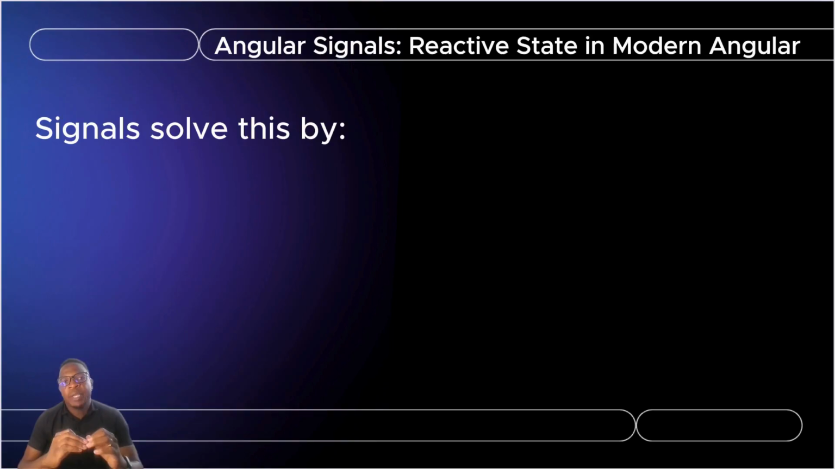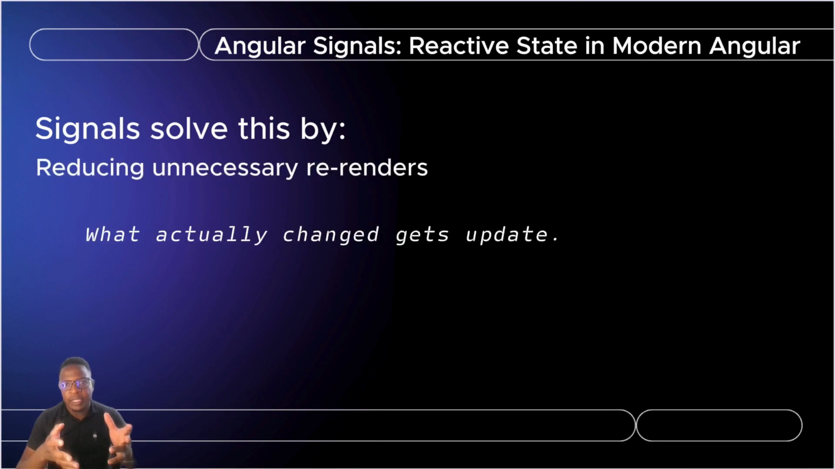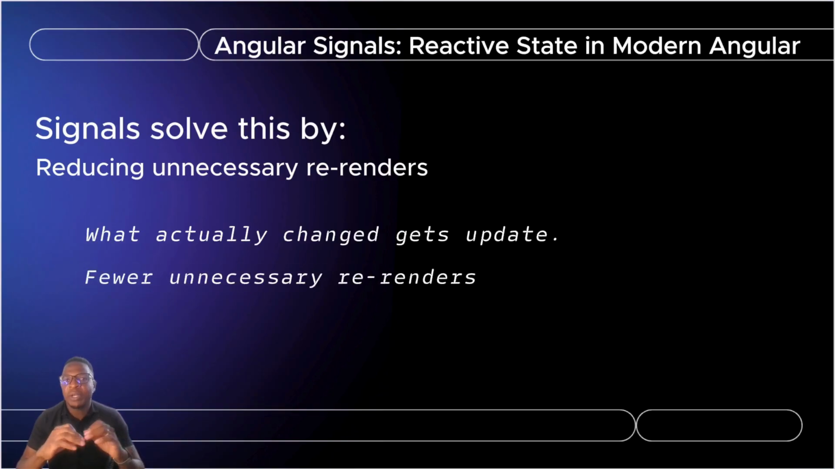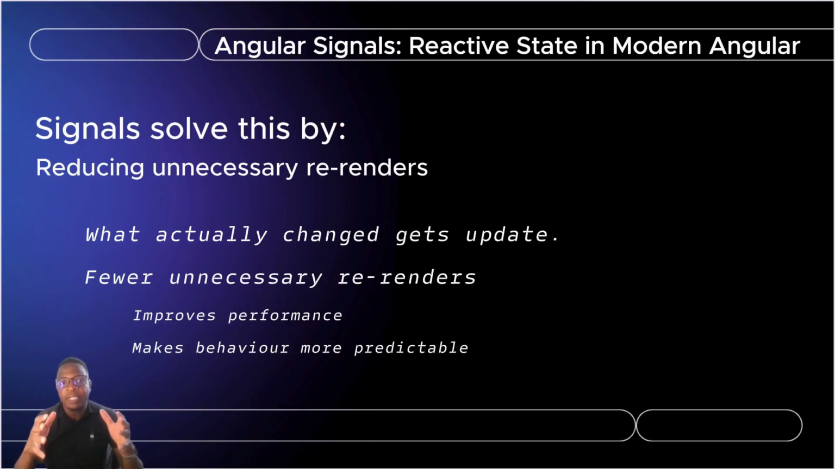And that leads to two big improvements. First, only what actually changed gets updated, no unnecessary work. Second, you get fewer unnecessary re-renders, which improves performance and makes the behavior more predictable. So, if you zoom out, signals are essentially Angular moving from a broad zone-driven change detection system to a precise dependency-tracking reactivity system. And that's the key shift: less guessing, more precision, and far less wasted work.